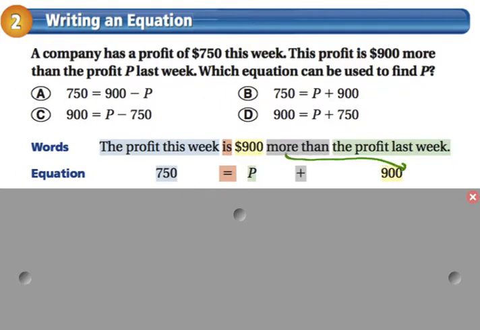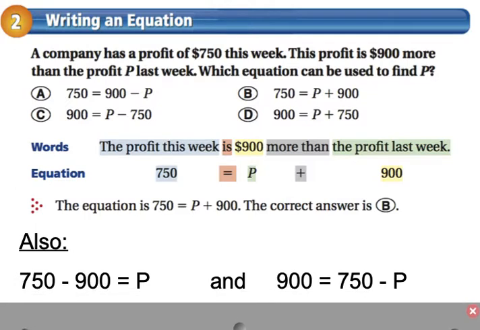Okay, there are, as I mentioned, 2 other here that would work. You could also have, since the profit last week is 750 and the profit this week is P, but it's 900 more, we could take last week and subtract 900 to get to what it is this week. We could also say that 900, since it's the difference between them, it is last week minus this week. So both of those would end up working also.